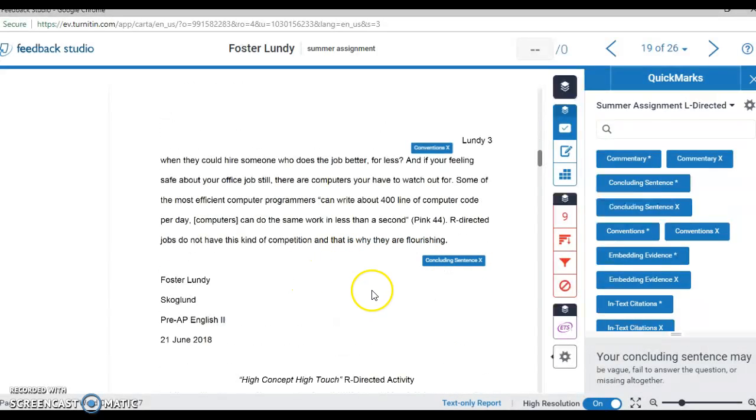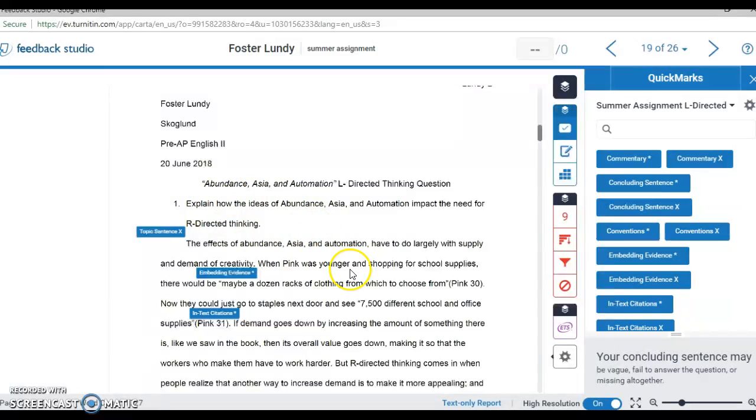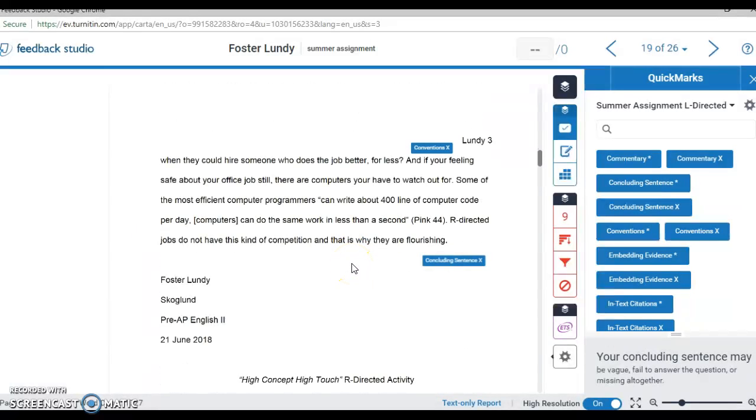Next, I actually look at the end of your paragraph for a concluding sentence because we want that to also tie back to the question and sort of signal to the reader that the paragraph is ending. I noticed a lot of times, Foster, that you have a piece of commentary after this second quote, which is great, and that's what we want. But in this paragraph, I couldn't really find a concluding sentence. I think this is more commentary.